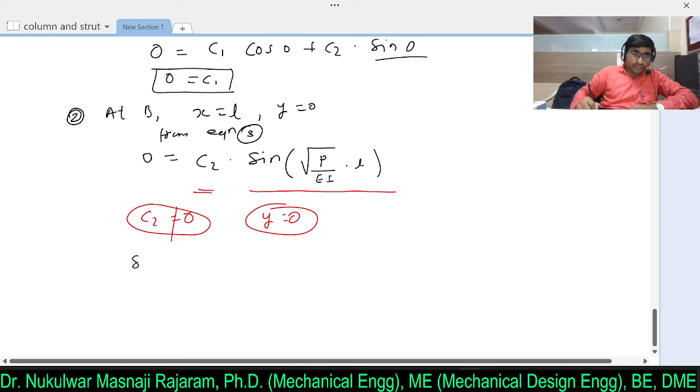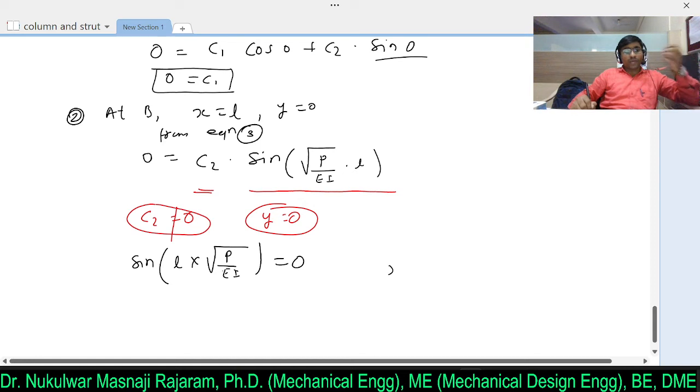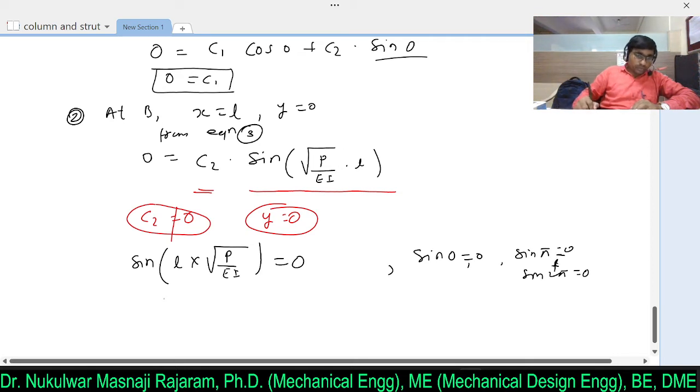Then definitely sine L into under root of P divided by EI, this expression must be equal to 0. So at what value will sine be 0? I can say sine 0 will be equal to 0, sine pi will be equal to 0, sine 2 pi again will be equal to 0. So there are some terms, obviously sine pi, and the limiting value is nothing but pi. So I will write this entire expression and that will be equal to pi.